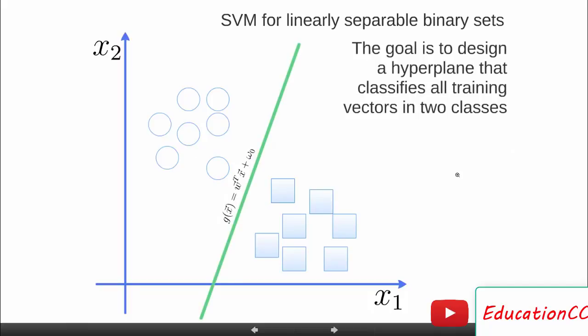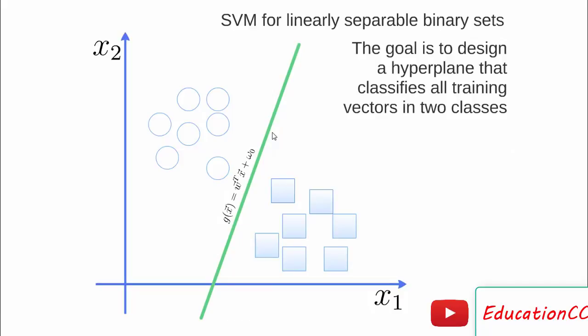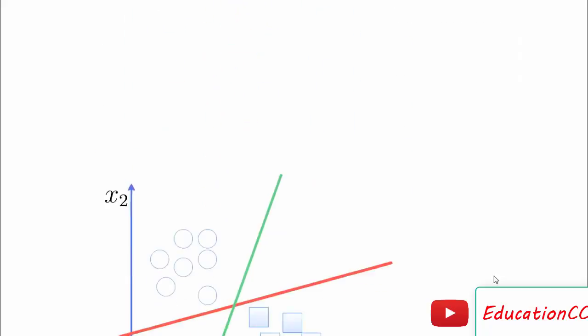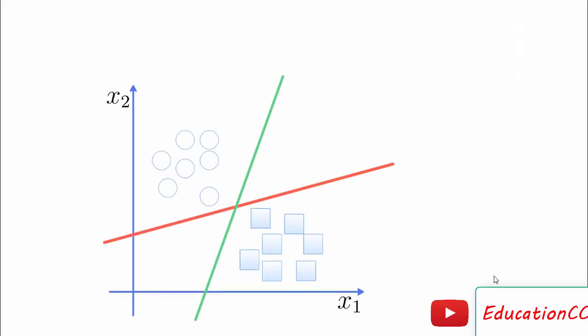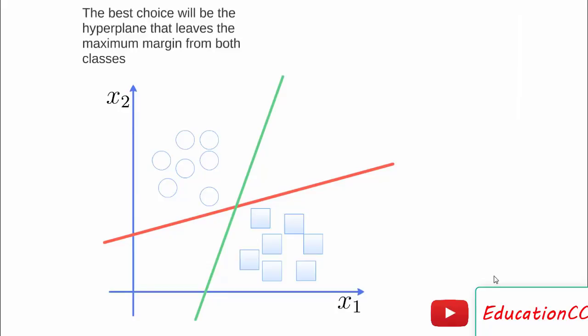So the goal of the SVM is to design a hyperplane. Here we define this green line as the hyperplane that classifies all training vectors in two classes. Here we show two different hyperplanes which can classify correctly all the instances in this feature set, but the best choice will be the hyperplane that leaves the maximum margin from both classes.